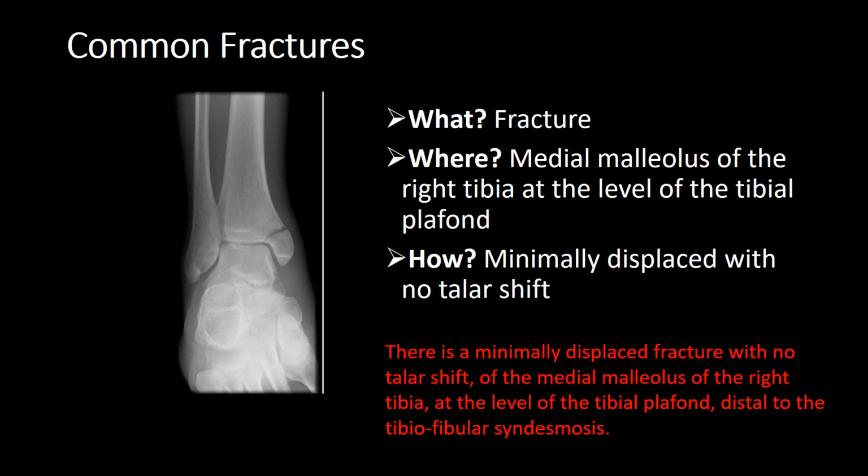So what is it? It's a fracture where it's the medial malleolus of the right tibia at the level of the tibial plafond. How? It's minimally displaced with no talar shift. And it's important to say no talar shift because potentially this patient could be casted and hopefully wouldn't need surgery.